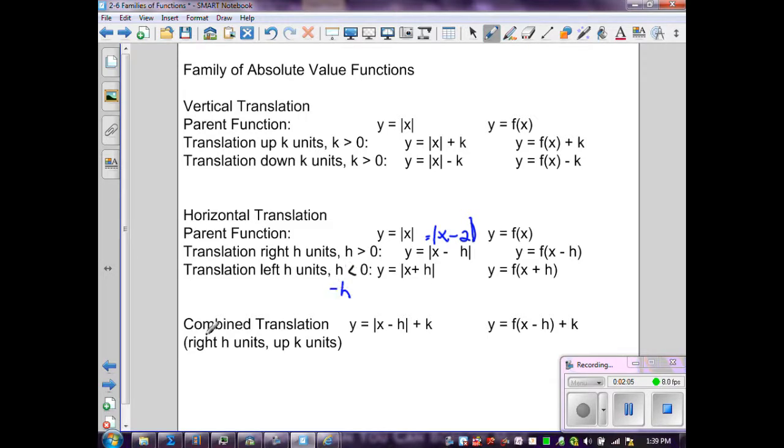So here I have a combined translation where h will determine whether I move left or right. If h is negative, it moves my function to the left, which will represent a positive inside the absolute value. If h is positive, then it will move my function to the right. If k is negative, it will move my function down. If k is positive, it will move up.